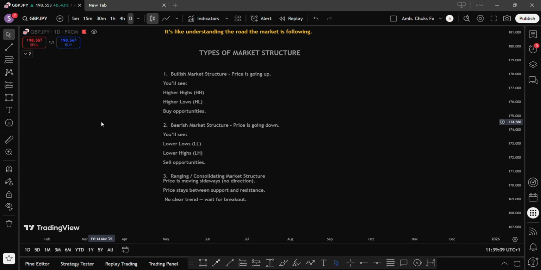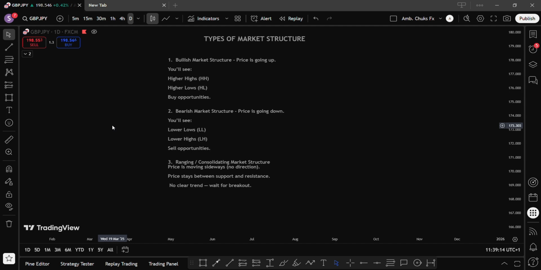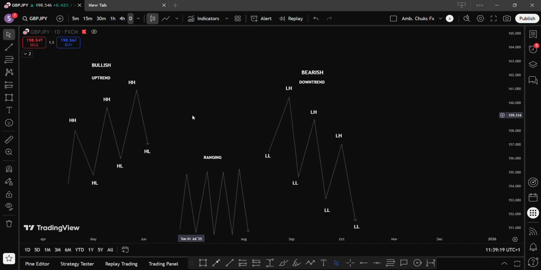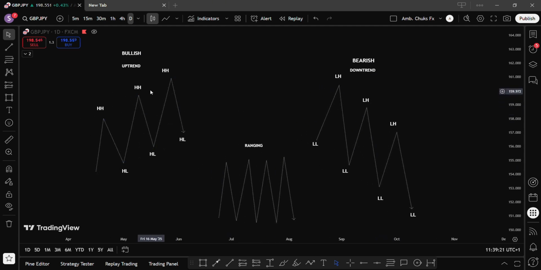But hence price is ranging, it's advisable to leave that pair or stay off the market. So let's look at the diagram. Let me explain it with the diagram. So this is a bullish trend when the market is breaking highs. So here we have higher high, higher high, higher high.